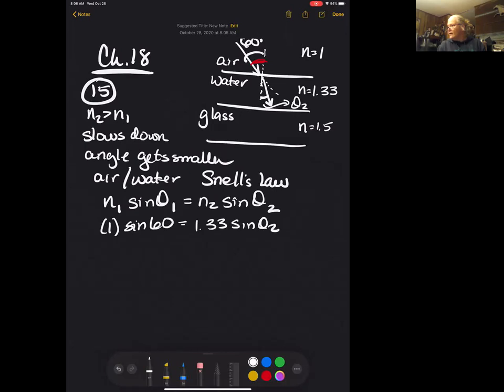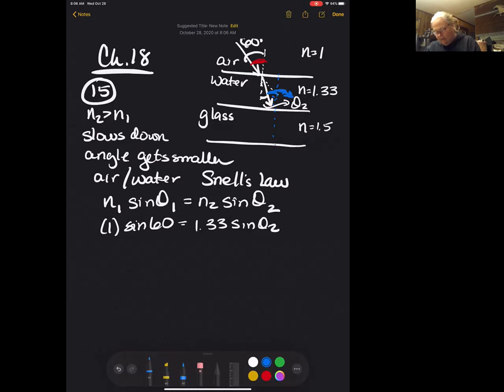Move my calculator somewhere. So anyway, you can figure out that angle. Then once you have that angle, now I need to find the angle with the second boundary. So now I'm looking at the angle here. When the light comes in to this second boundary, I need to know this angle right here. Well, since those are alternate interior angles of parallel lines, this angle is also the same as theta 2.